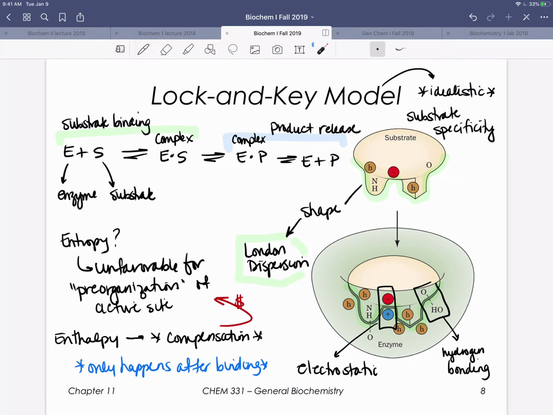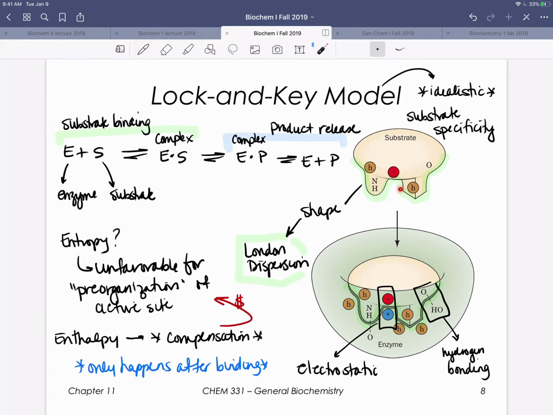So what we're going to see as we move on to the next slide is that we have a lock that matches a key, but it's a little bit mushy. We really don't want to pre-organize that shape because that's going to be an entropic penalty that we really can't compensate for. But before we move on to the next slide, let's take a second and talk about the kinds of intermolecular forces that we will see when substrates interact with enzyme.